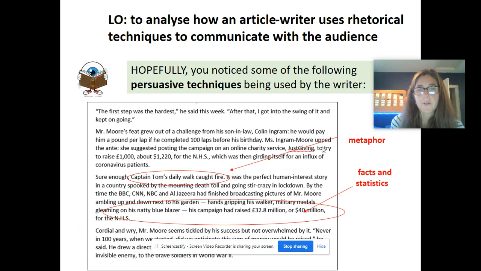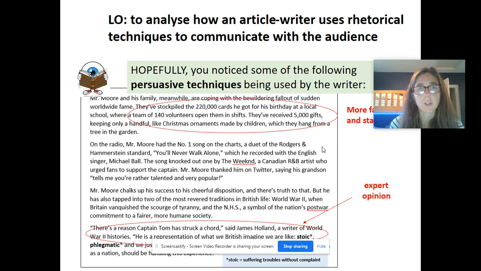What else have we got? Further down the first page, you've got the use of metaphor, saying that Captain Tom's daily walk caught fire. And then you've got some facts and statistics about how much he raised. I'm just picking out a few here. I'm not picking out all of them, but just want you to see that real writers use these techniques to strengthen their arguments and their messages.